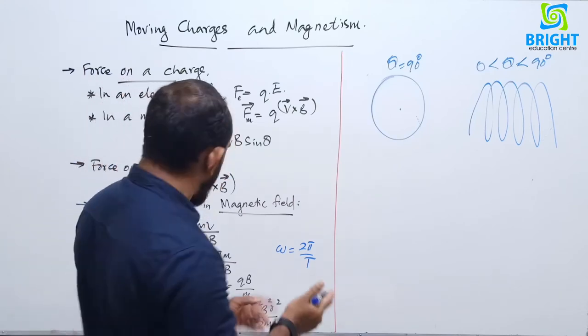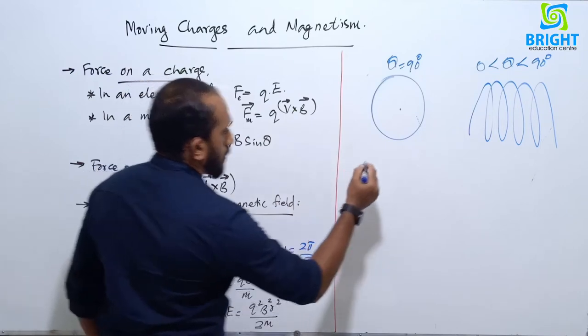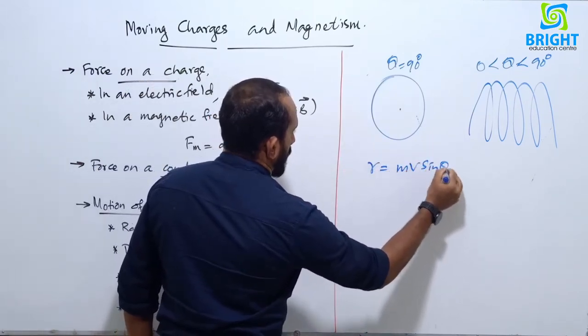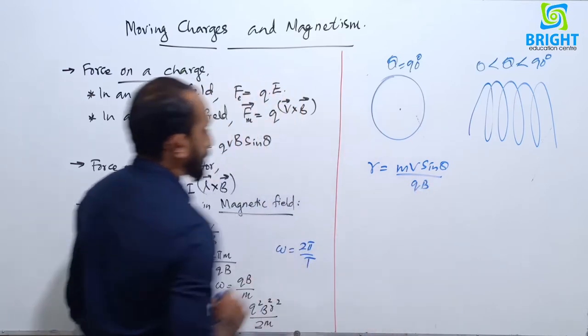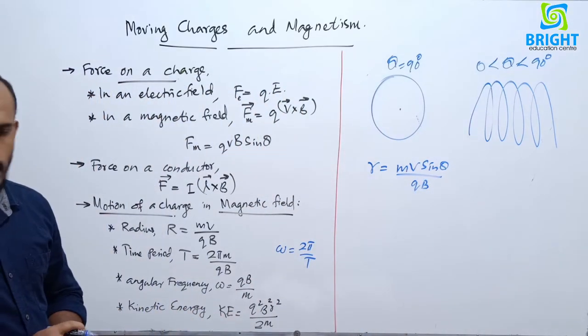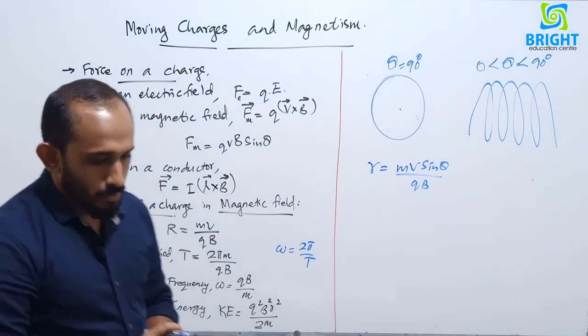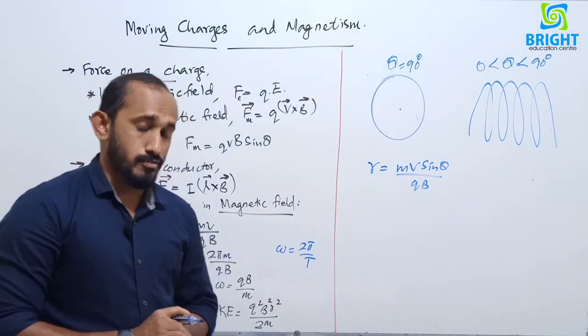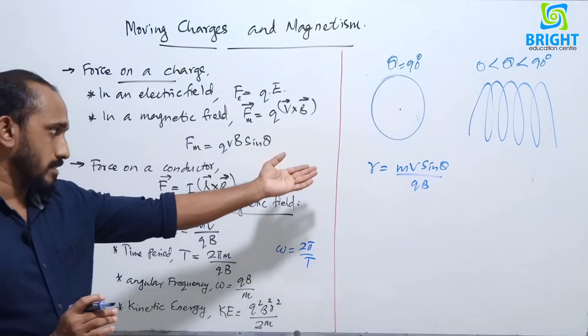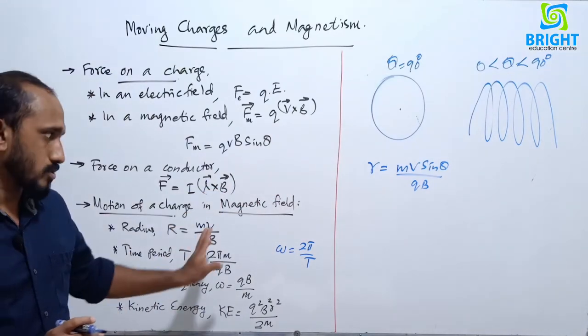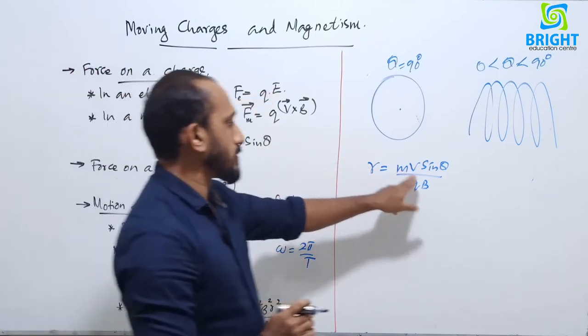R will be equal to this one. Radius R will become mv sin theta by qB. There will be no change in time period because it does not depend upon the angle of direction. So the radius change will be there, and the same you can consider in the kinetic energy also. So please note that one. In acute angles, you have to consider the mv sin theta by qB concept.